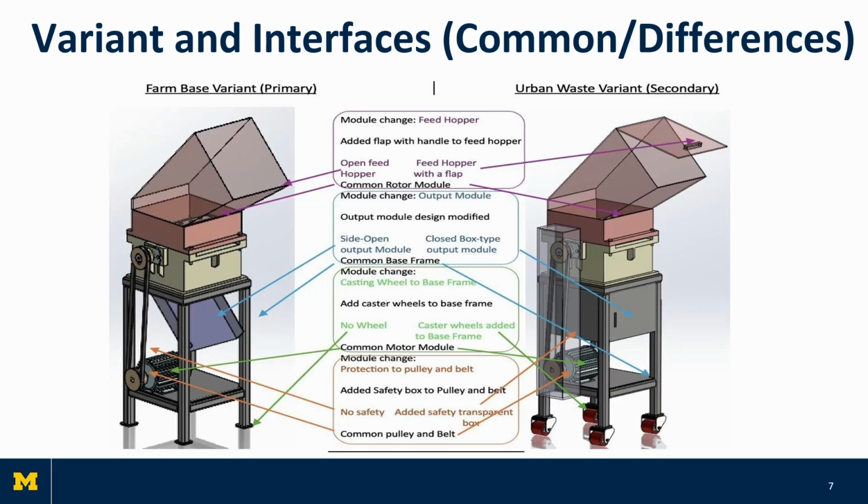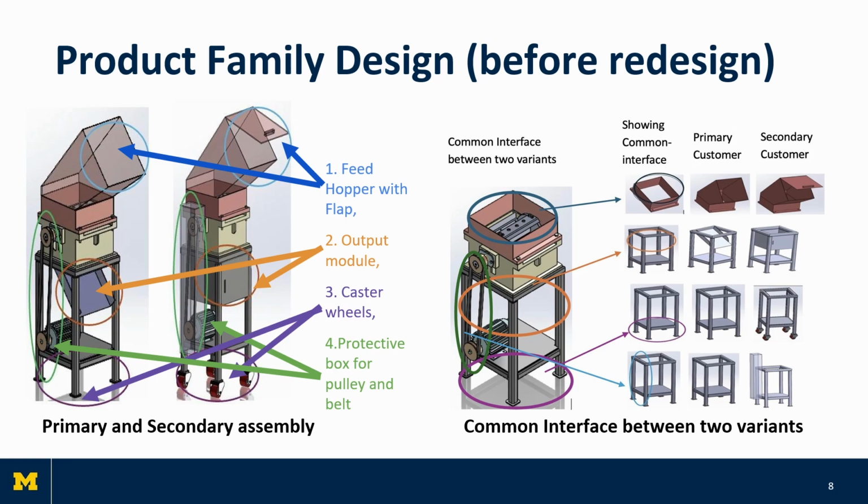Variants and interfaces: our secondary customers are municipal, so we had to make changes considering safety, public places, and mobility. First, with the top bracket as a common interface, we updated the feed hopper with a flap and turned the output module into a collection box. Using the base frame as an interface, we added a pulley protection box and caster wheels for mobility.